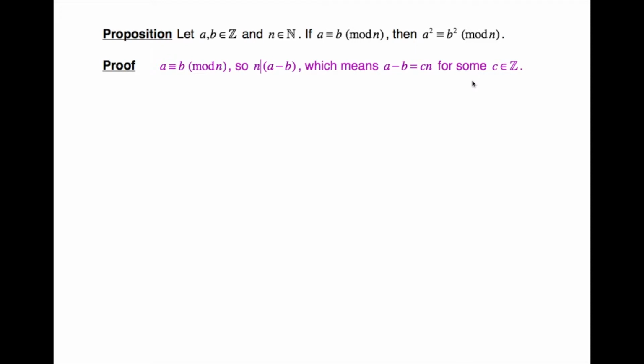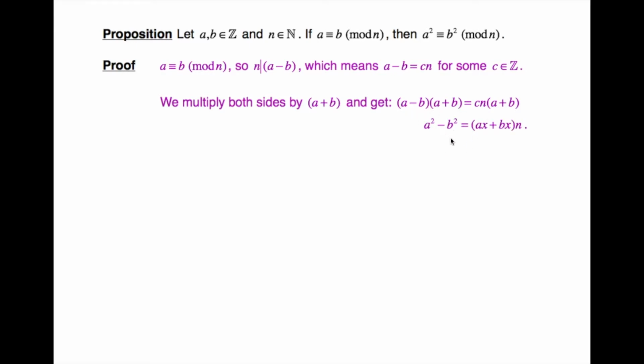The trick here is to multiply by a plus b. We multiply both sides by a plus b, and we get a minus b times a plus b equals cn times a plus b. Why that? Because a minus b times a plus b equals a squared minus b squared, and we can see that a squared minus b squared is a multiple of n, and that means n divides a squared minus b squared. Perfect. That is what we can use as the equivalent to the definition of congruency. Therefore, a squared is congruent to b squared modulo n.